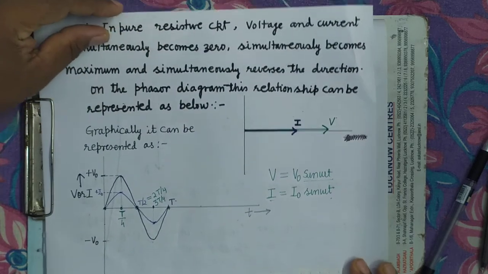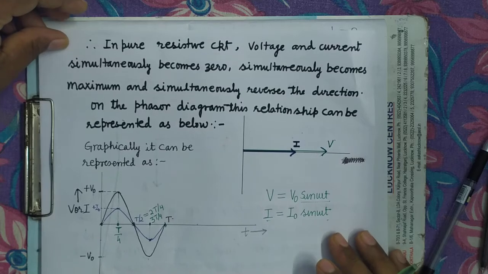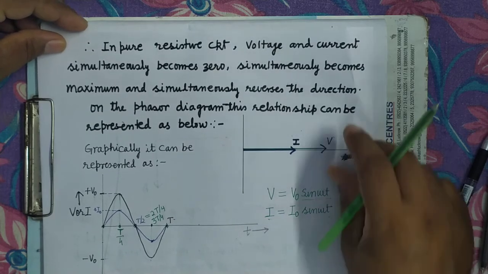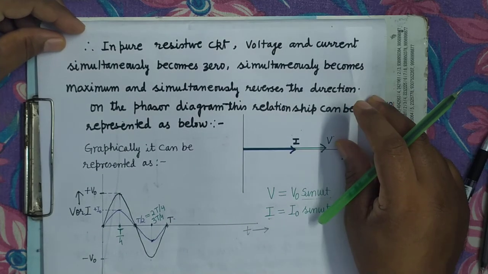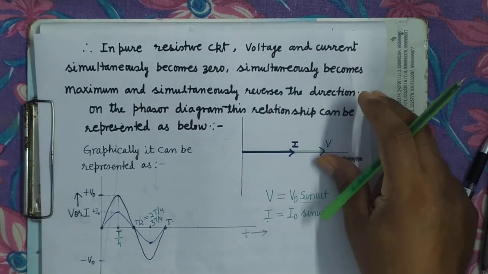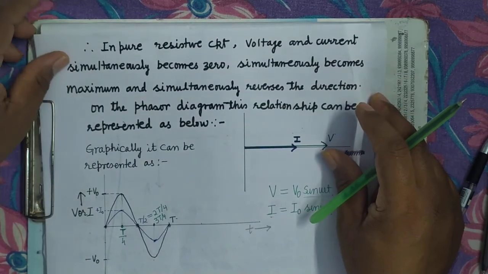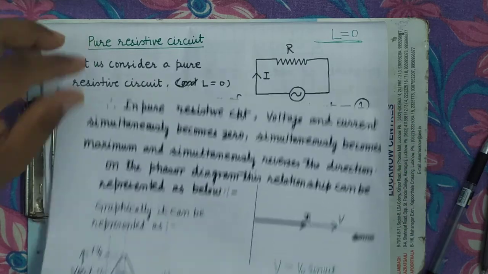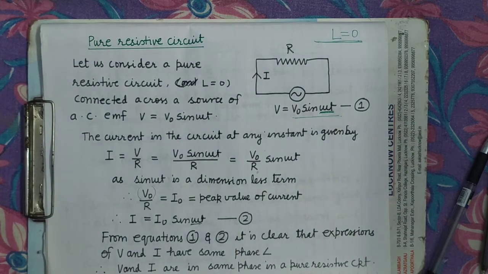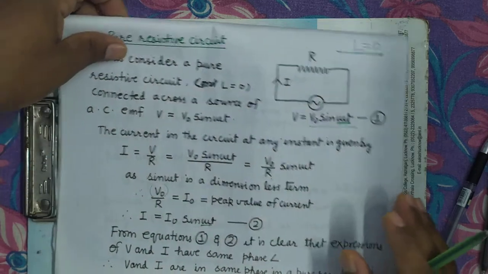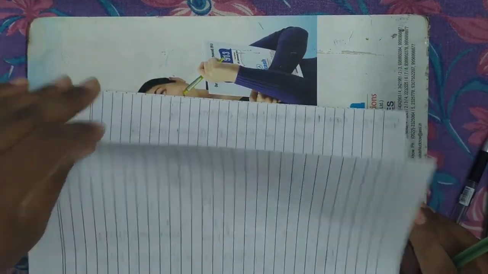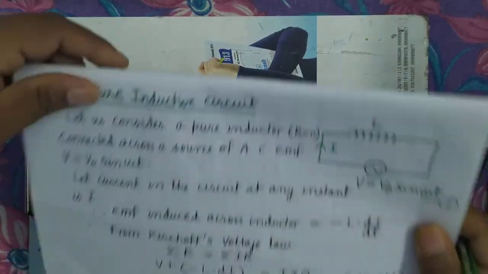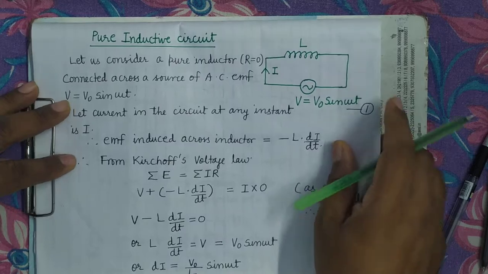Means here variation is taking place simultaneously. It's clear? So this is all about the pure resistive circuit. Now after this we will see the pure inductive circuit. What is the pure inductive circuit? In which there is only an inductor, there is no resistor. Here we will assume that the connecting leads have zero resistance.